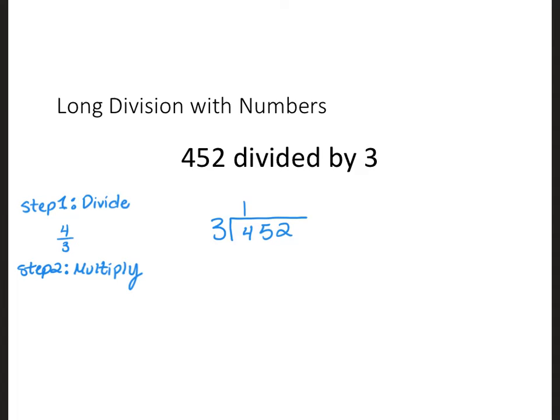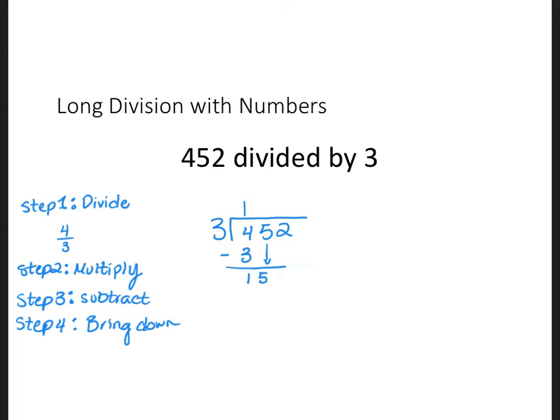So I'm going to say 1 times 3 is 3. And then I'm going to subtract away. Essentially, what I've done is say 3 goes into 400 100 times, so I'm taking away 300, but just using the place underneath the hundreds place. So step 3 is to subtract. 4 minus 3 is 1, and I'm going to bring down my tens place, 5. So now I'm going to repeat my steps. So I guess step 4 is to bring down.